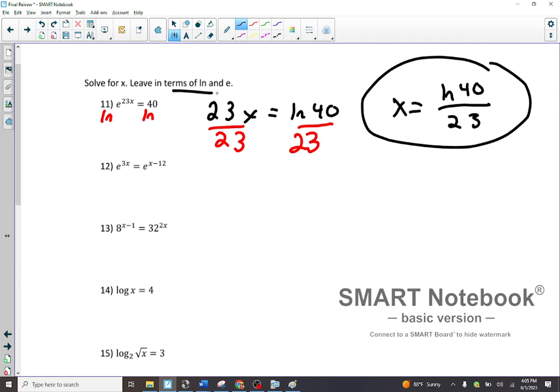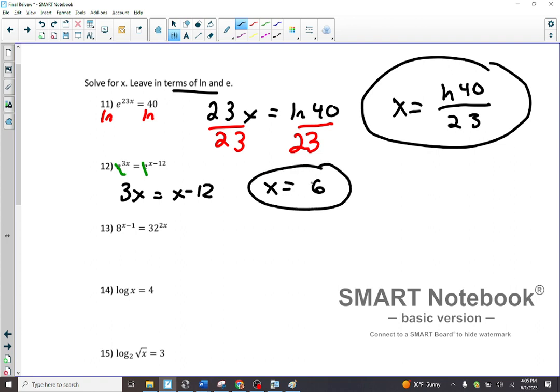No, because it's just in terms of ln and e. So this is how it would look like in the options. This one, e's are here and here. So it's 3x equals x minus 12. No. So we're going to divide and solve. A little bit of algebra. x equals negative 6.